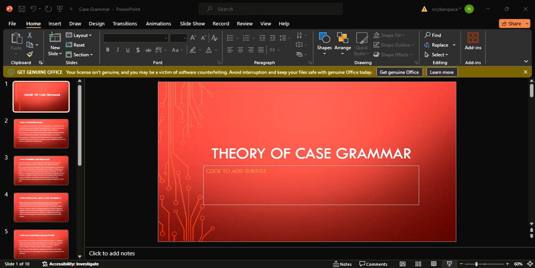Additionally, they may delve into the historical development of case grammar and its place within the broader field of linguistics. Case grammar provides a valuable framework for understanding how language conveys meaning through the roles of its constituent parts within sentences.